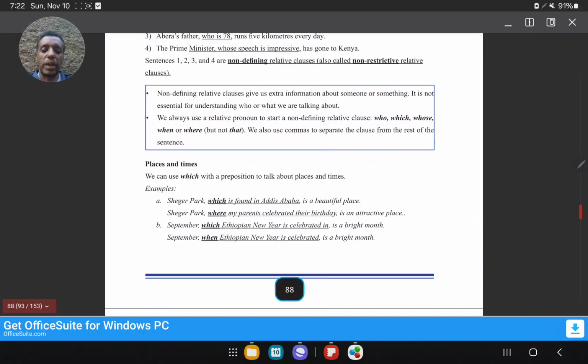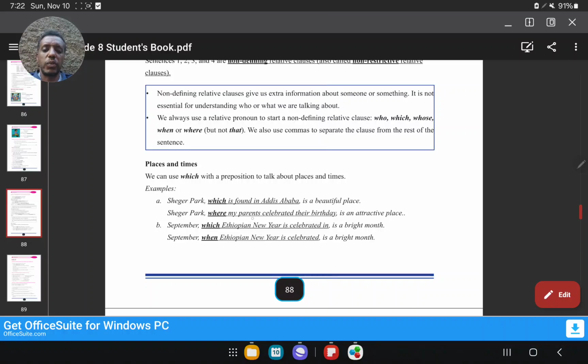Places and times. For place, we use where. You can use which with a preposition to talk about places and times. Sugar Park, which is found in Addis Ababa, is a beautiful place. Now students, Sugar Park is a beautiful place. Is that defining or not defining? It is not defining, yes, because there is a comma here directly.